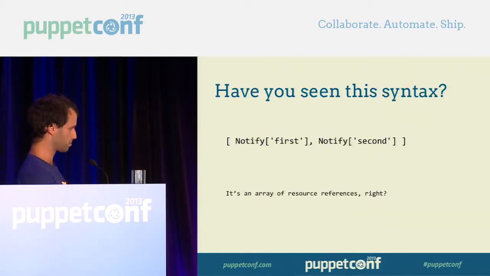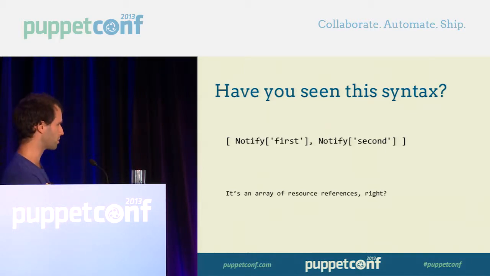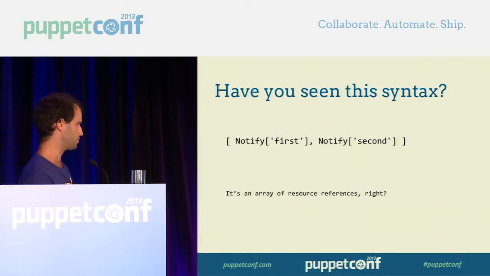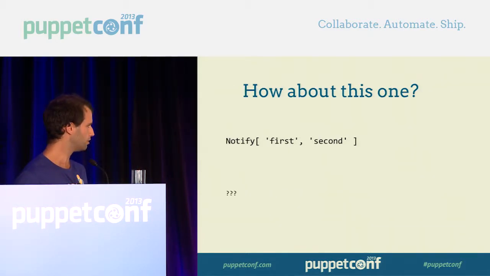Have you seen this syntax? Yeah, that's an array of resource references. You can feed that to a meta parameter and make a bunch of relationships, and it works. Have you seen this one?